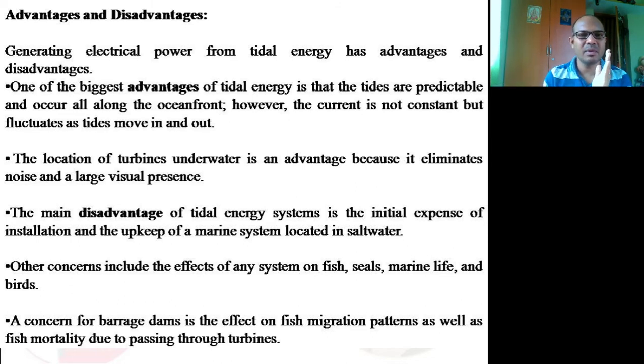That is the reason why people are going with higher marine salt resistance corrosion coatings, but still they could not meet it. And not only that, concerns also include the effects of any system on marine life. It may be fish or seals or other marine life, and birds will be affected majorly because of these tidal power plants. A concern for barrage dams is the effect on fish migration patterns, as well as fish mortality due to passing through the turbines. That is the major disadvantage of this.